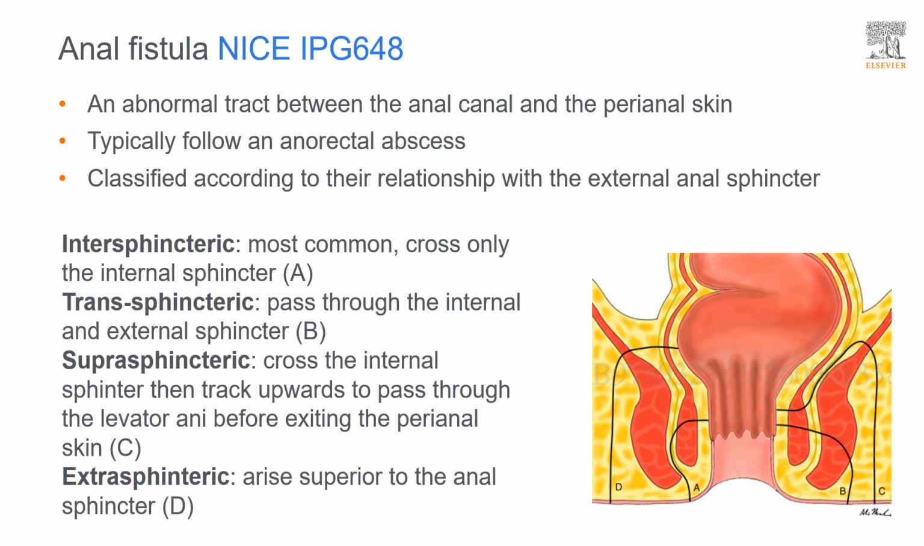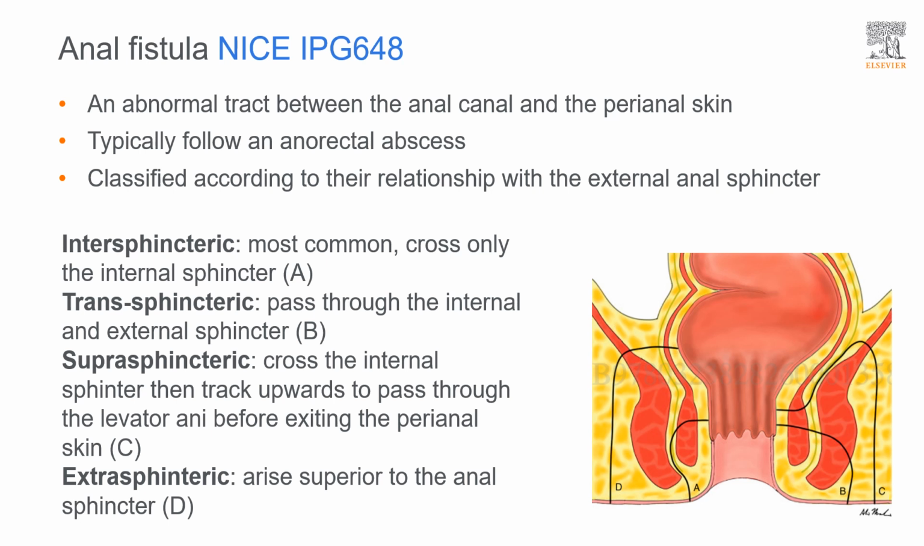Anal fistulae are classified depending on their relationship with the external anal sphincter. As you can see in this diagram, several different types of anal fistula are portrayed. Intersphincteric fistulas are the most common, and they cross the internal sphincter only before opening onto the perianal skin. Transsphincteric fistulas pass through both the internal and external sphincter, and suprasphincteric fistulas, which are much less common, cross the internal sphincter and then track upwards to pass through the levator ani muscle before then returning back to exit via the perianal skin.